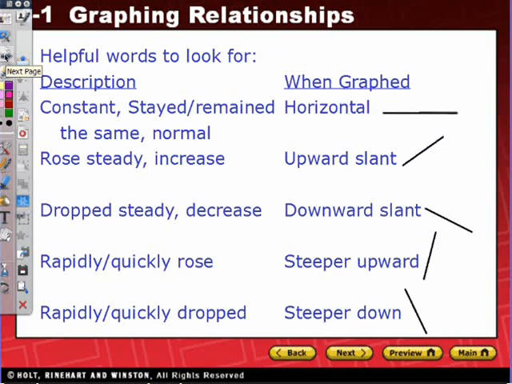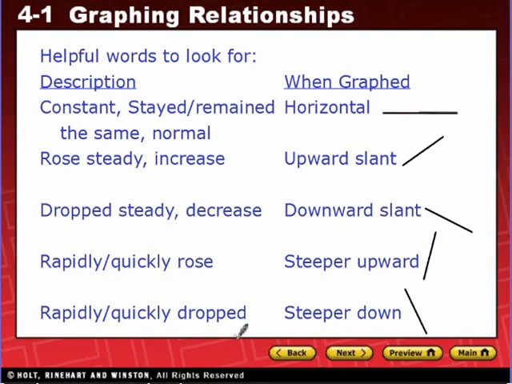Some key words to pay attention to, and once again, you don't have to write these down, just read along with me here. If the description in words says something is constant, it's staying the same, it's normal, that's just going to be a horizontal line. Okay? It just goes straight across. It's not changing. If something rises steadily or increasing, we're looking at a slanted line up to the right. If it steadily drops or decreases, then we're looking at it heading down to the right. Rapidly rising, then it should go steeper. Less rapidly, it would go more close toward flat. And the same thing with rapidly going down. It's going to go steeply downhill.